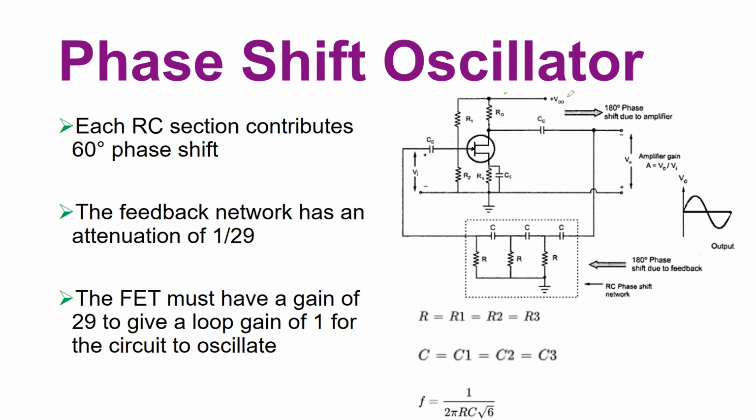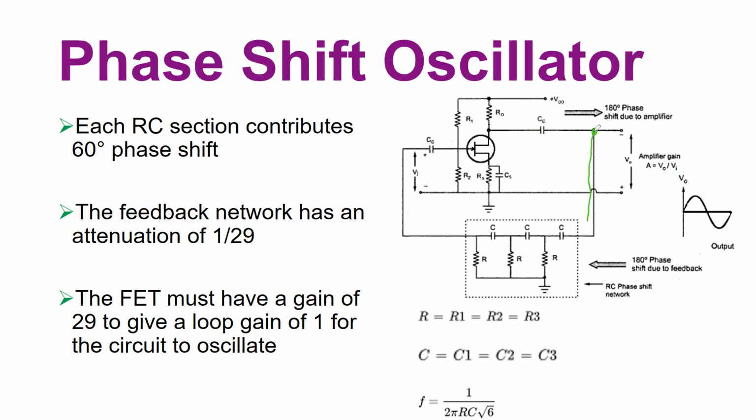So again, you have a DC voltage source, and this circuit is basically your common source amplifier. You have a small signal input at the input side, and you have a 180-degree phase shifted output due to the amplifier. That's why we say 180-degree phase shift output. This is the amplifier gain, which is the ratio of VO over VI, and here is how your output will look.